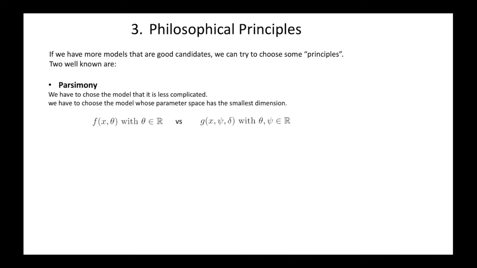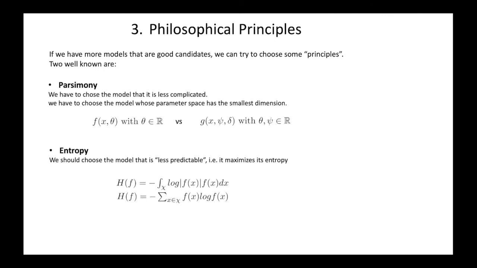Other times, we could use the principle of choosing the model which is less predictable, that is, the one that maximizes the entropy. The idea is that we have to choose the model which makes fewer assumptions about the distribution of the variable. If you are curious, the formulas for the entropy are the ones on the slide.